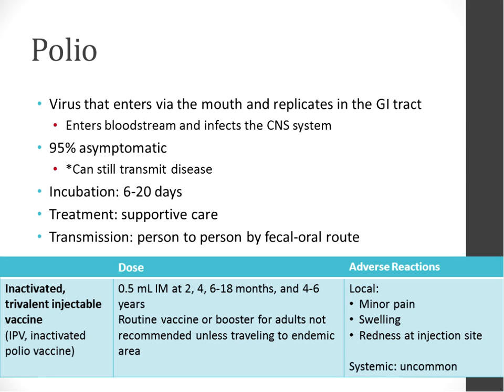Polio. Polio is a virus that enters the mouth and replicates in the GI tract. And it is typically asymptomatic, but you can still transmit the disease. And treatment is supportive care. Person to person by oral fecal route is the common transmission for this one.